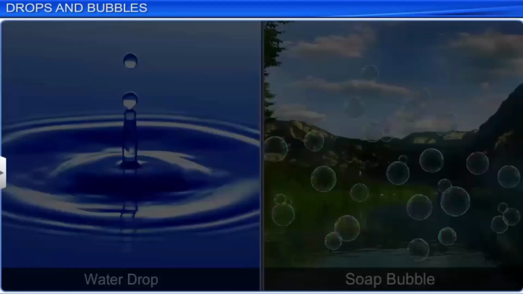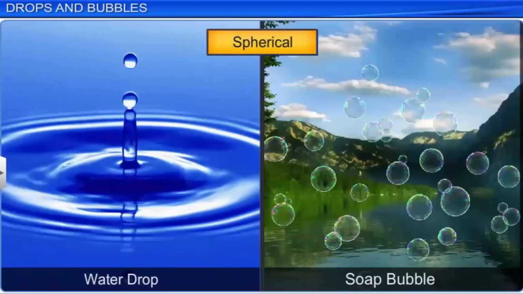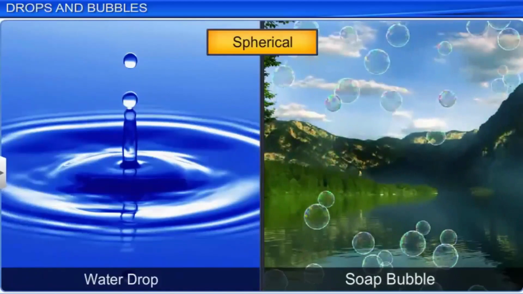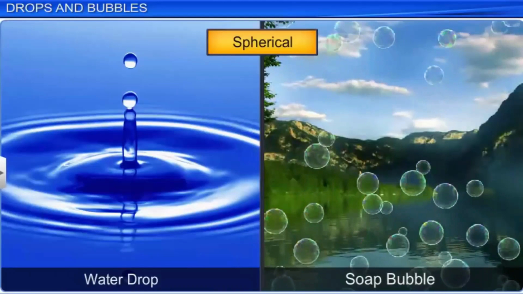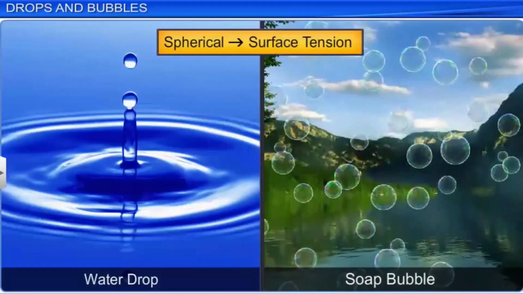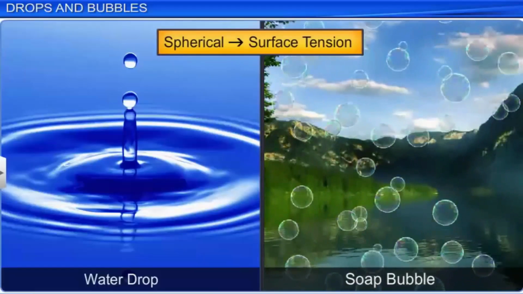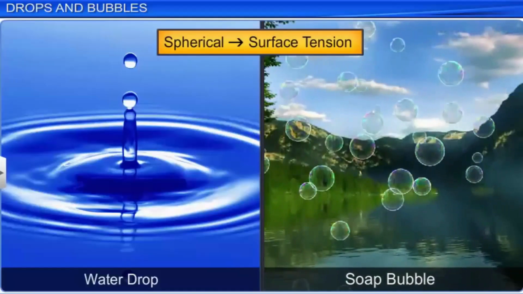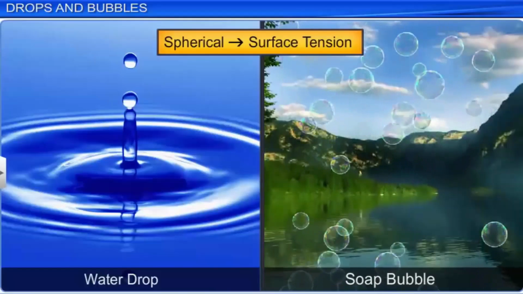Ever wondered why a drop of water or a soap bubble is spherical or almost spherical in shape? The answer is surface tension. Let us learn how surface tension makes drops, cavities, and bubbles spherical in shape.